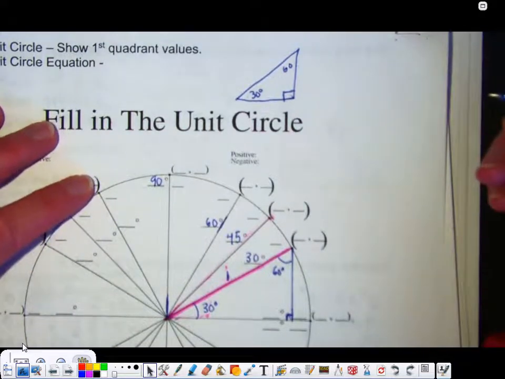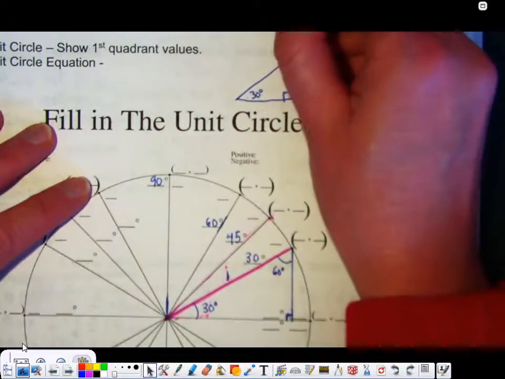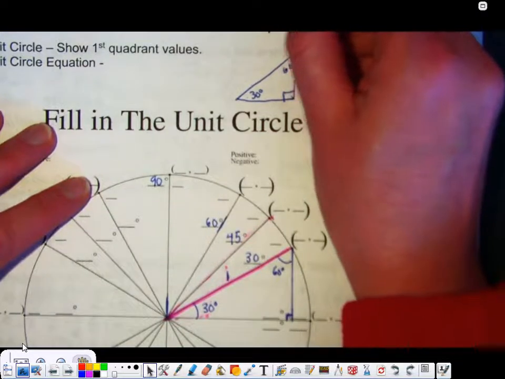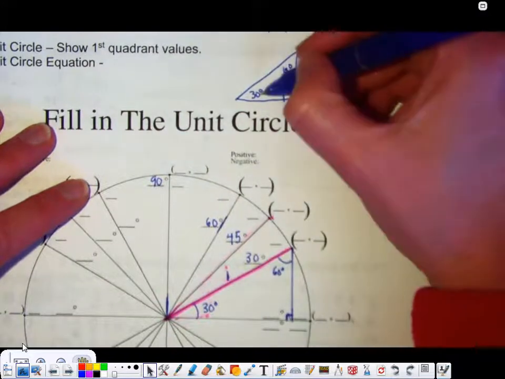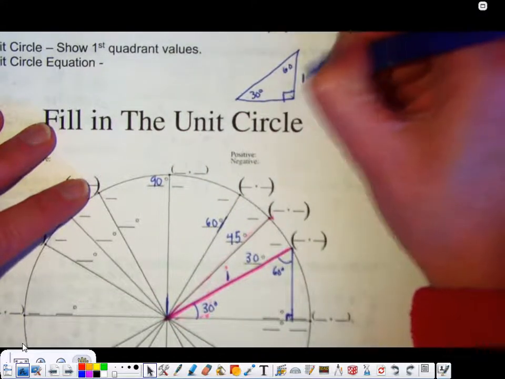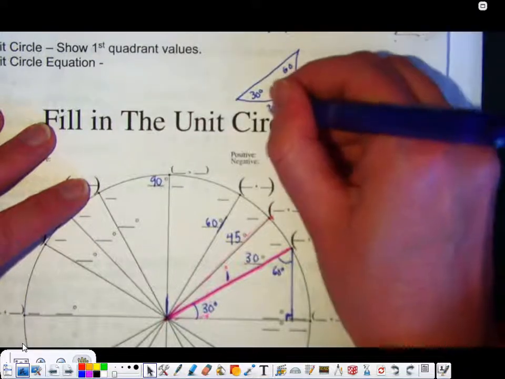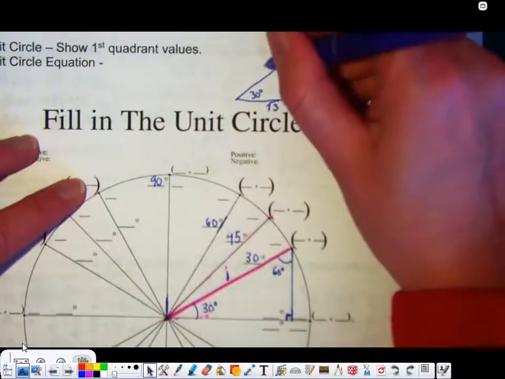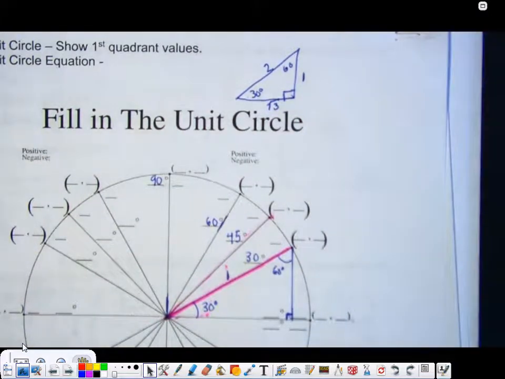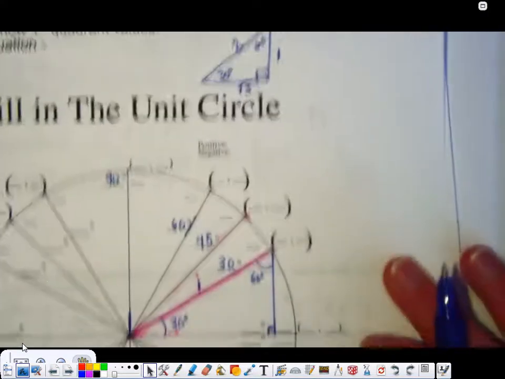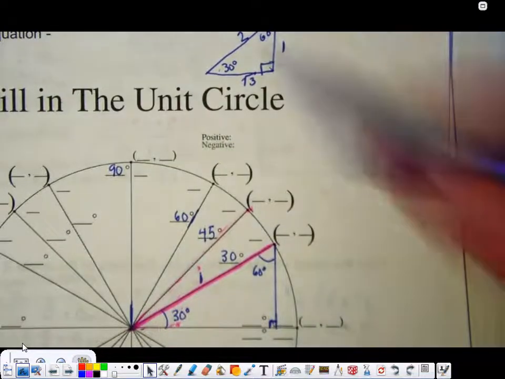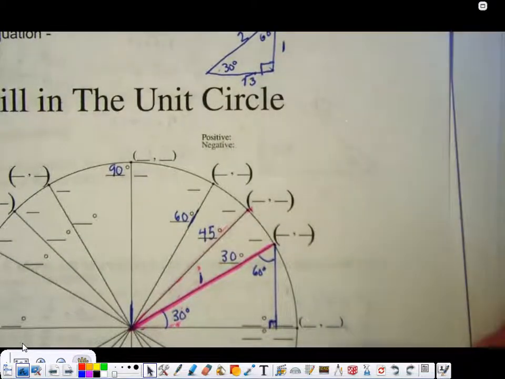And I'm going to put in the ratios that we talked about. So the numbers we want to put are 1, square root of 3, and 2. And that's in order from smallest to largest. So across from the 30 is 1. Across from the 60 is square root of 3. And across from the right angle, or the hypotenuse, is 2. And I'm going to use those ratios to fill in on my circle. Make this a little bit bigger. So mine is 2, 1, square root of 3.